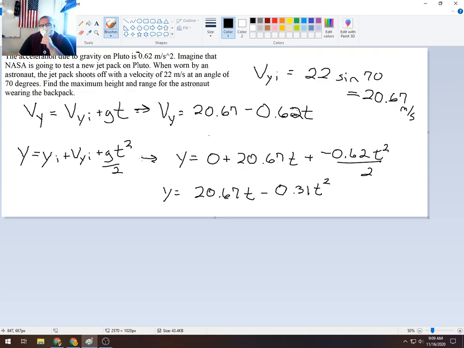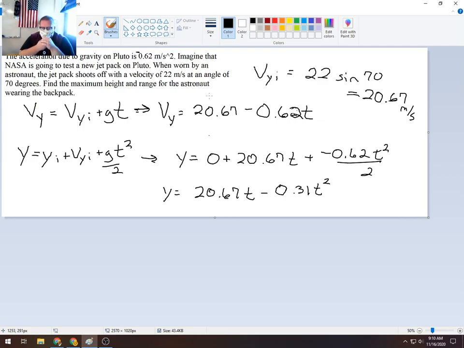It is negative, sorry, because it always goes towards the ground, which again by convention means we're saying down is negative. So negative 0.62. The Vyi part doesn't change at all. I did 22 times sine of 70, got 20.67. But again, the gt does, right? Instead of being plus 9.8 t, or sorry, I guess it becomes minus 9.8 t, it becomes minus 0.62 t.